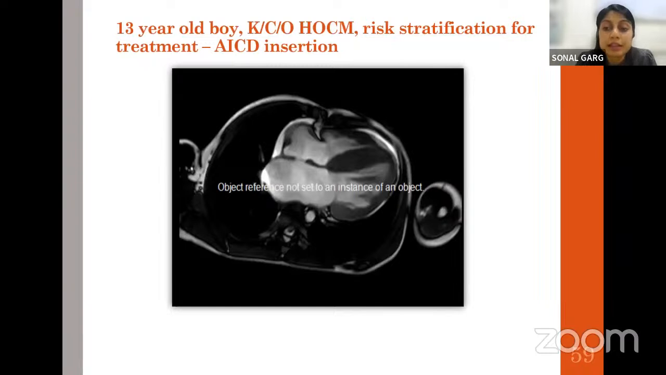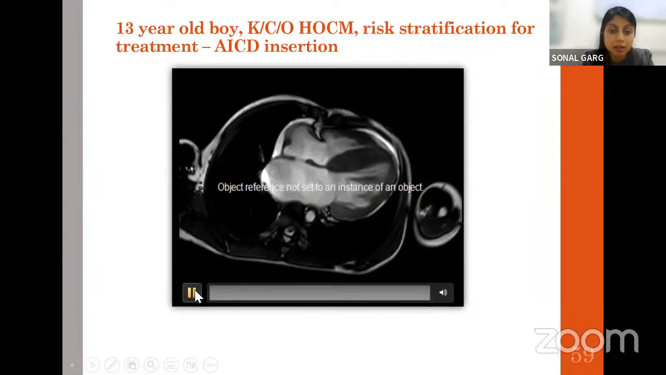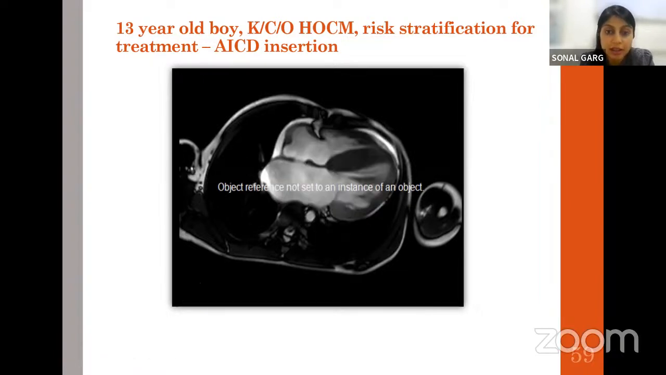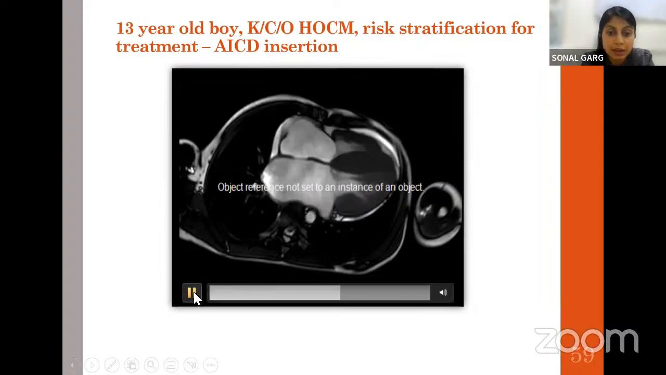Now, this is the next imaging technique that we often use. This is a 13-year-old boy who's a known case of hereditary cardiomyopathy, hypertrophic cardiomyopathy. And what imaging investigation is this? Again, I'll give you three options. Is this a cardiac CT? Is this 2D echo? Or is this cardiac MRI?